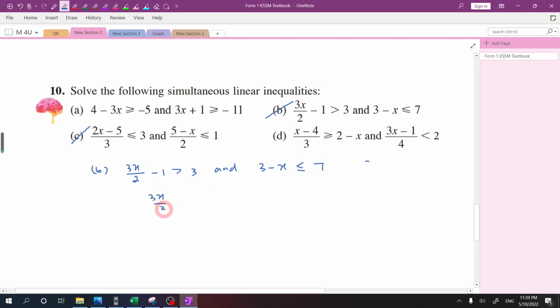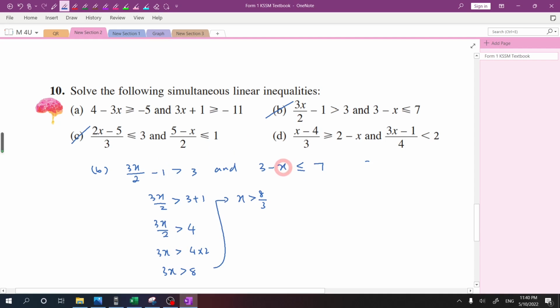Okay, 3x over 2 is greater than 3 plus 1. So 3x over 2 is greater than 4. So 3x is greater than 4 times 2. You can just write 8, it is okay. So x is greater than 8 over 3. Okay, so we already solved this part. Then let's go to the second part.